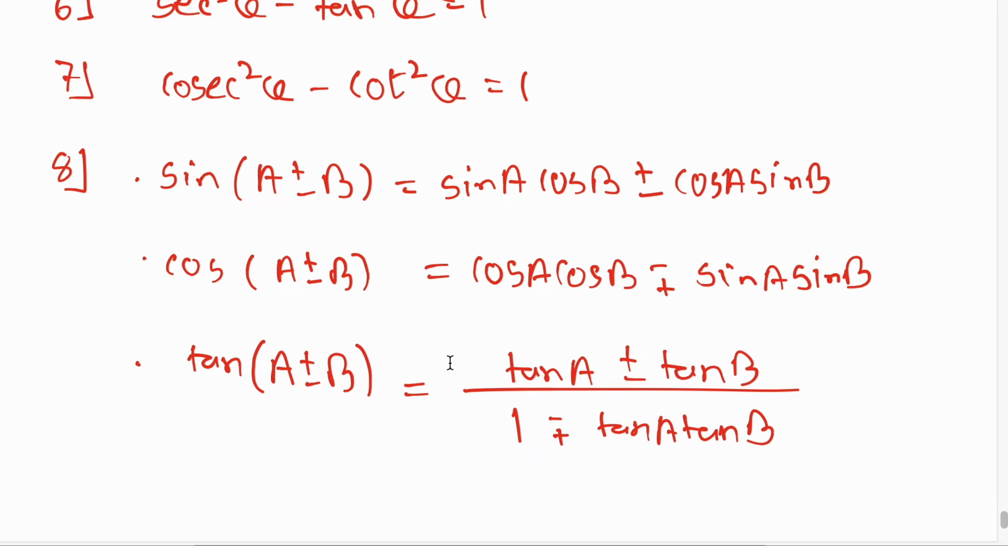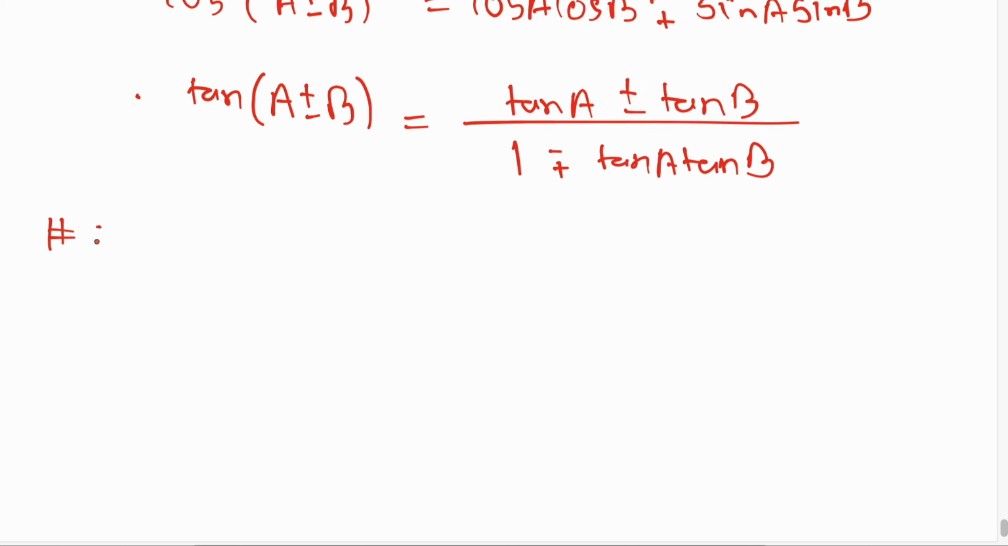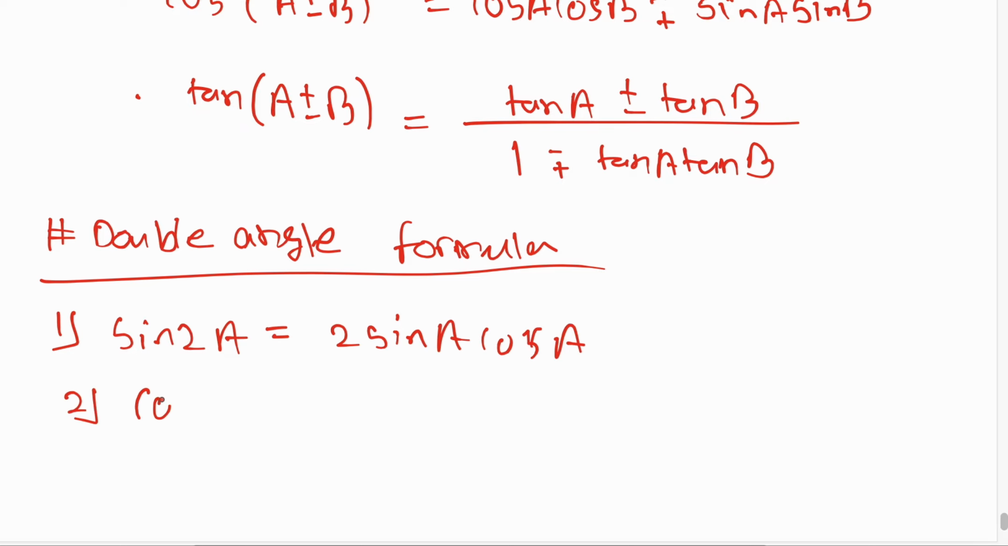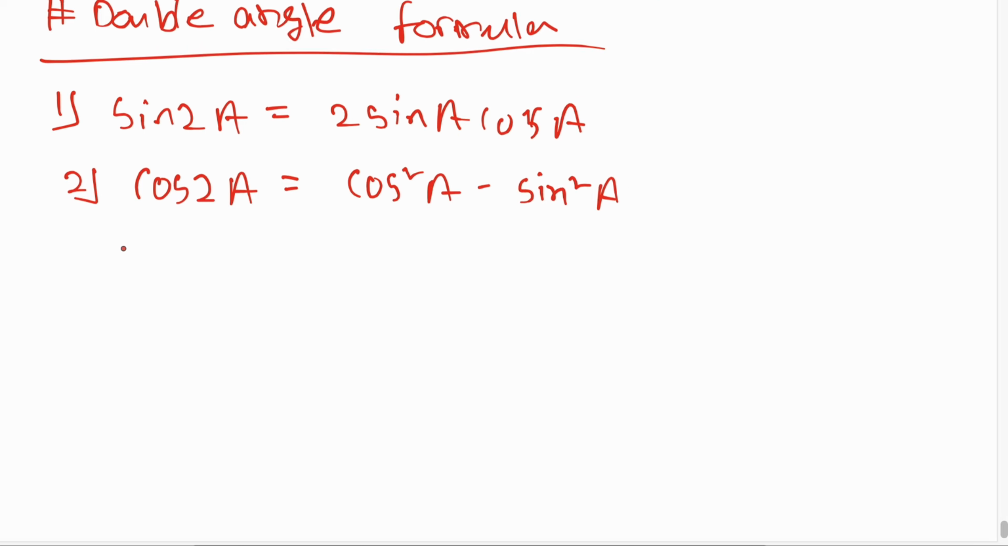Now it's time for double angle formula. Okay, in double angle formula, first of all you got sine of 2A, that means 2 sin A cos A. Then number 2, cos of 2A, it means cos square A minus sin square A. From this you can also write more, that is 2 cos square A minus 1, and another one is 1 minus 2 sin square A.